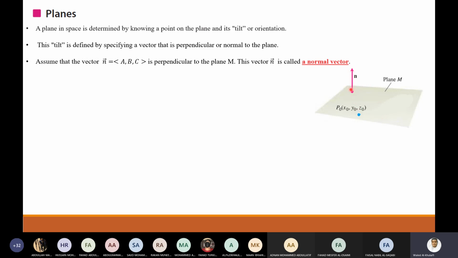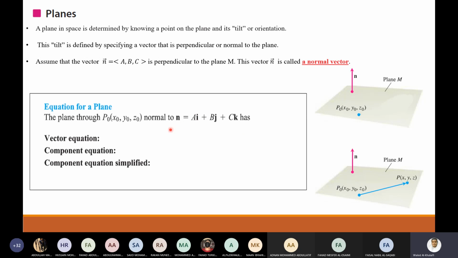Without this vector, it will be difficult for us to determine a plane or to find the equation of the plane. So in order to find the equation of the plane, we select a random point like this, and then we have what we call the vector equation of the plane. Since the normal n is perpendicular to the plane, that means this n is perpendicular to this vector. So the dot product, we know that perpendicular means the dot product is equal to 0.